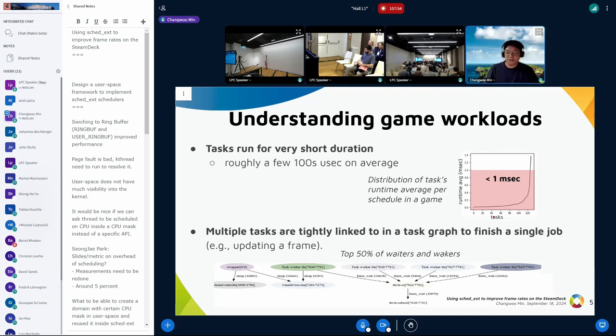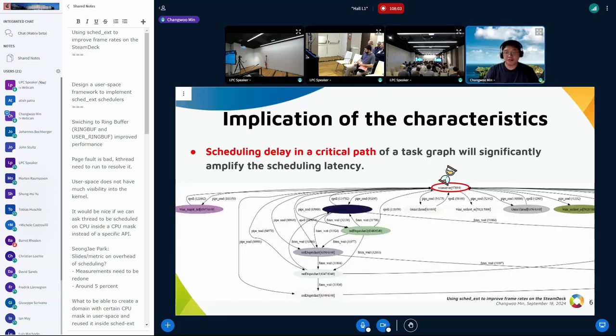The reason is that in order to finish just one user-level job, such as updating a frame given the user input, many tasks are related and operate on each other. This graph shows the waker and waiter relationship across the tasks. This is another real task graph, showing the waker and wakee relationships among the tasks in a real game, Cyberpunk 2077.